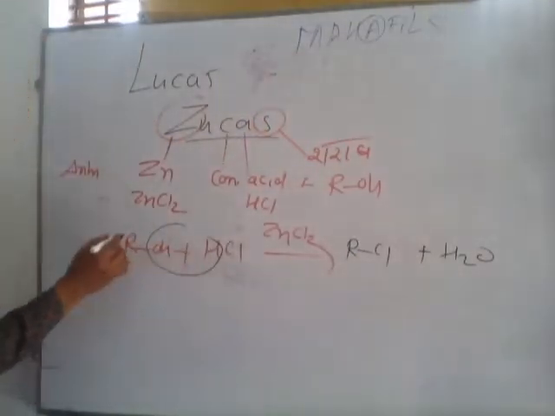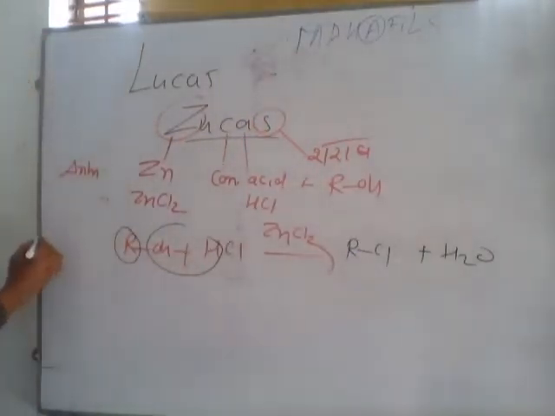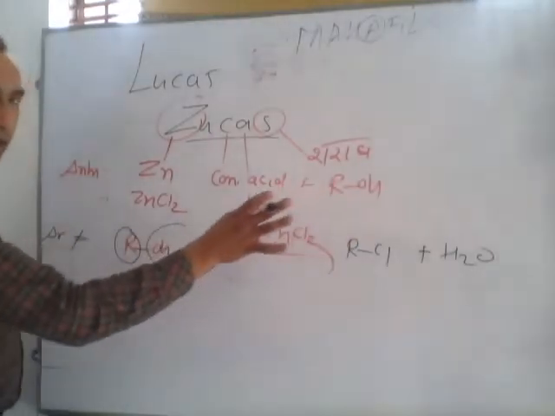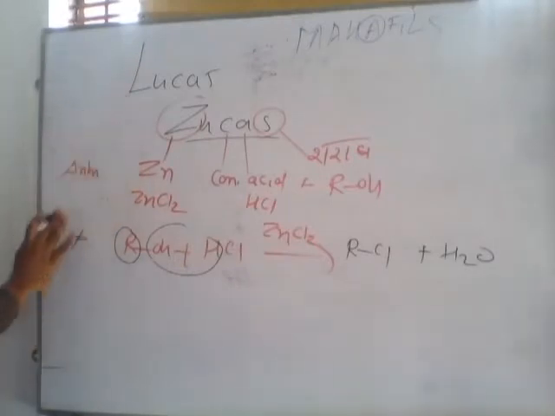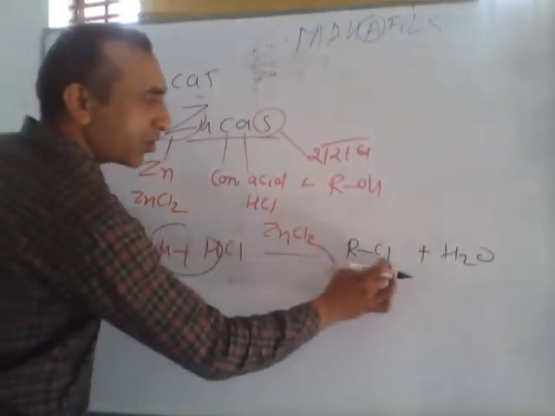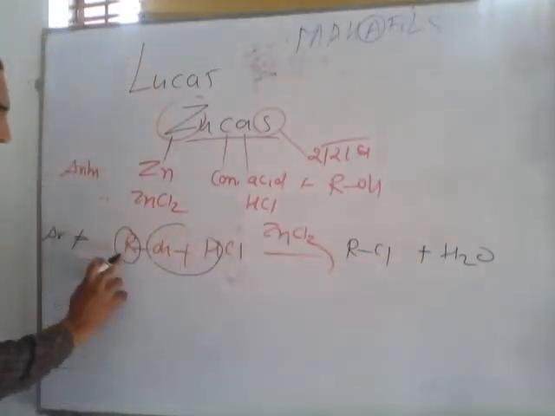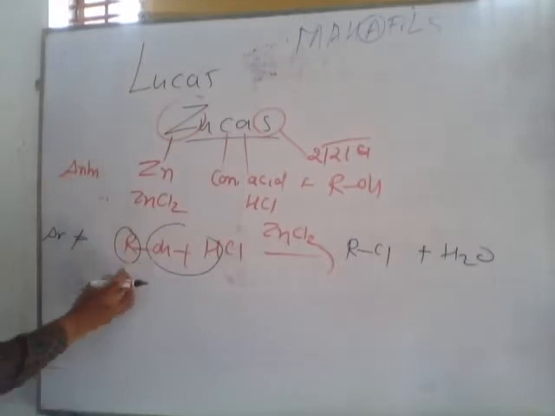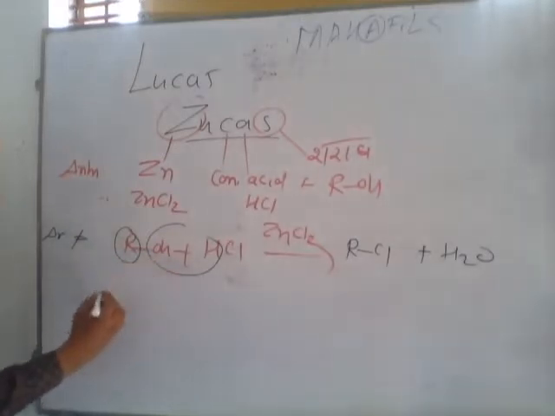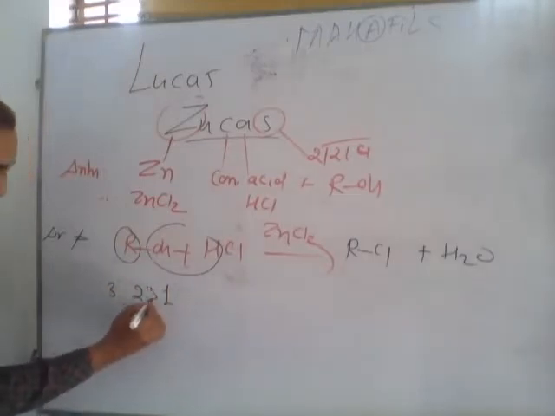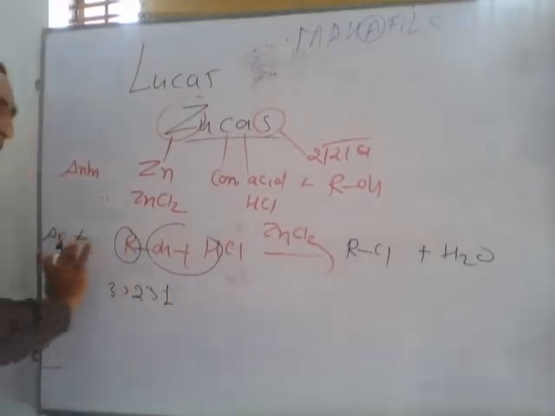Listen, in this reaction, instead of R you cannot use an aromatic ring, because the aromatic ring has partial double bond character and is least reactive toward this reaction. So in the Lucas reaction we can't prepare halobenzene from alcohol. We use only ROH. According to R, alcohols are of three types: tertiary, secondary, and primary. The tertiary alcohol gives this reaction very fast.